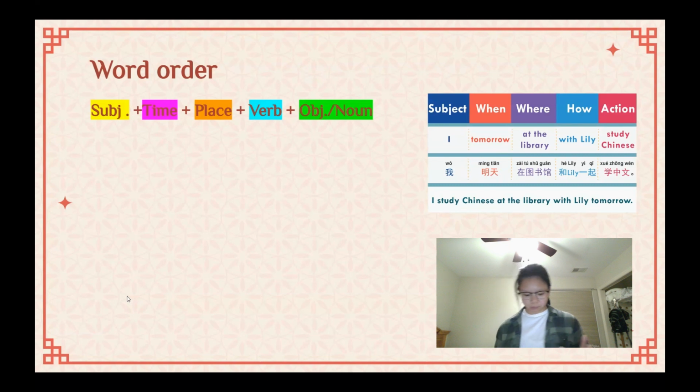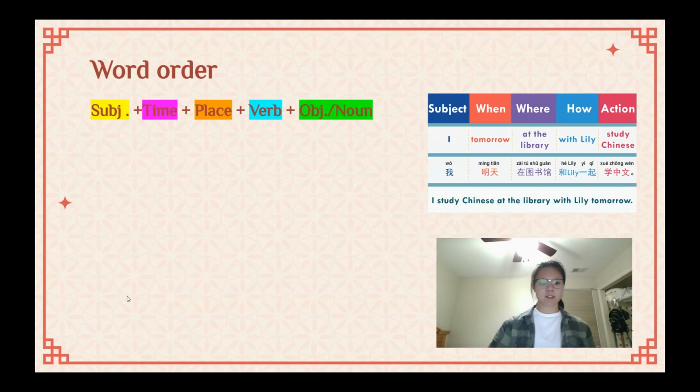Time and place can be switched. Which one is more important in that sentence is what is placed before. But in this instance, we're going to keep time and then place, because that's usually how you would say it or write it in a language.